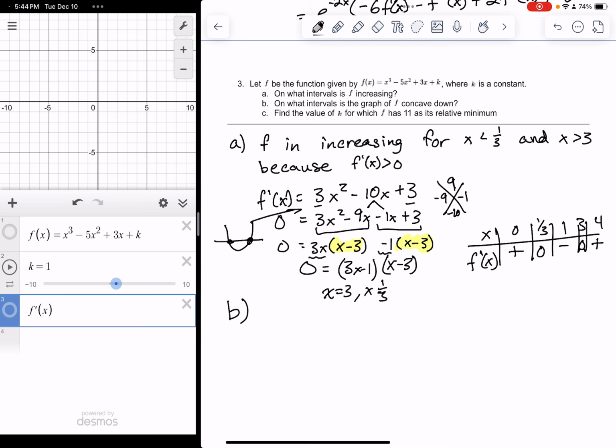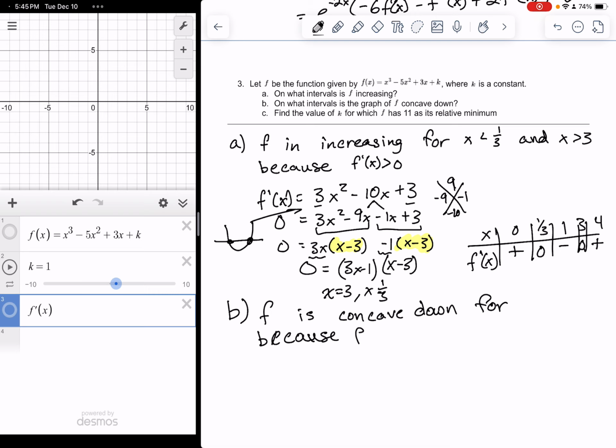On what intervals is the graph of f concave down? Okay, so we're going to say f is concave down for, then we're going to leave a space to fill it in because f double prime of x is less than 0.